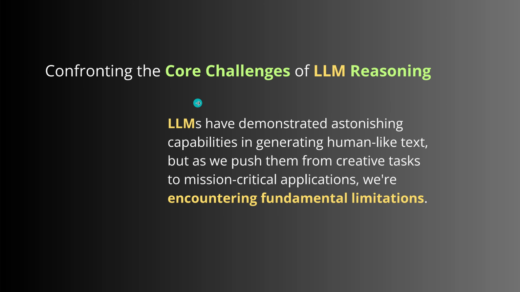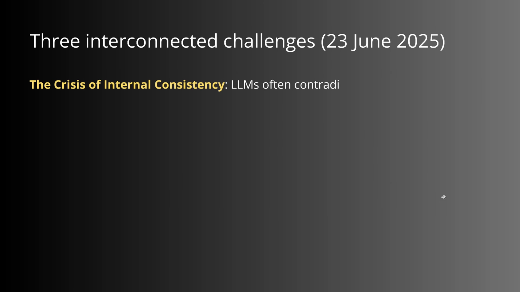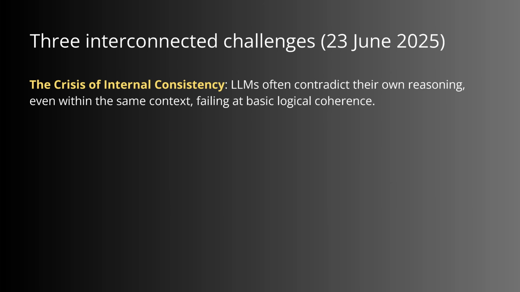Now LLMs are great, but the more we push those LLMs to creative tasks or mission-critical applications, we do encounter fundamental limitations of our LLMs. And these 3 papers show us more or less 3 interconnected topics. The crisis of internal consistency, because the same LLM contradicts its own reasoning, even within the same context, the same domain, failing here at basic logical coherence. And this is not an LLM you want in an AI agent who does health, medicine, or your finance.